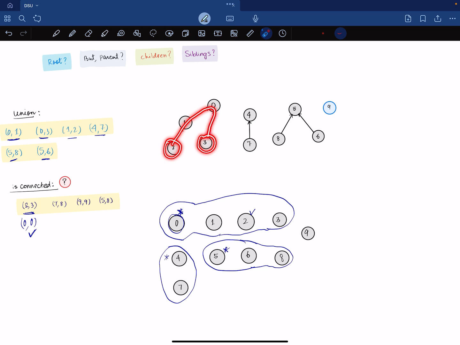Yeah, it is connected because we can traverse like this, correct? All right, cool. Hey, are 7 and 8 connected? Okay, let us look at the root of 7. It is 4. And let us look at the root of 8.